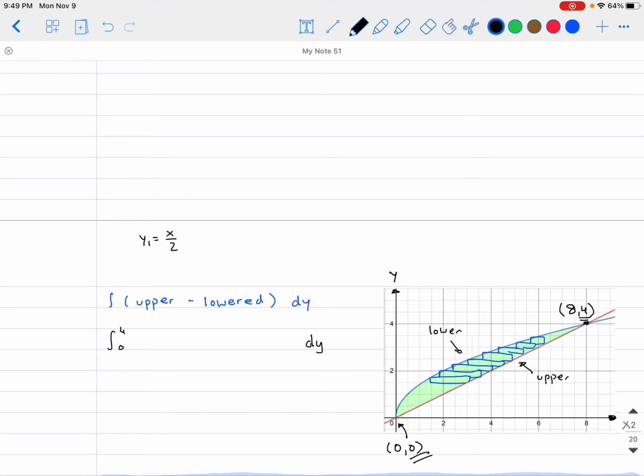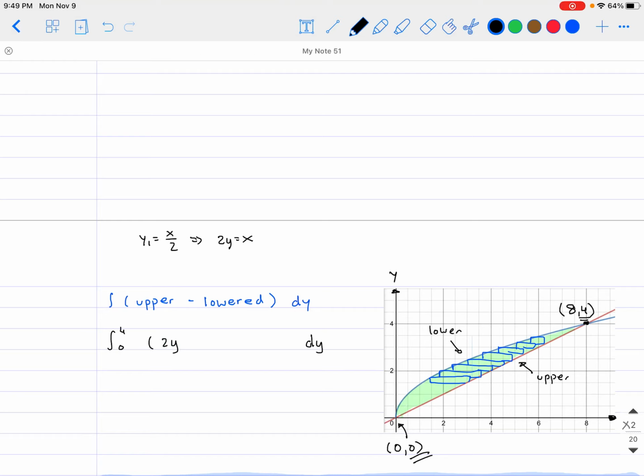Well, since I need to solve for it in terms of dy, then what I need to do is multiply 2 to the other side. So then that means that we have 2y is equal to x. Remember, your variables are swapped. X becomes y, y becomes x, kind of like the inverse. So that is going to be my upper function right there.